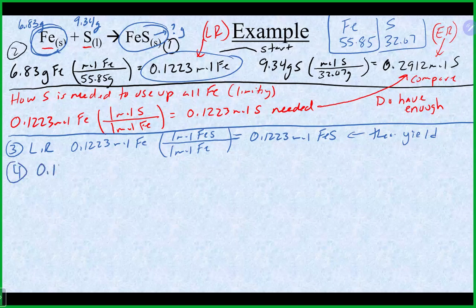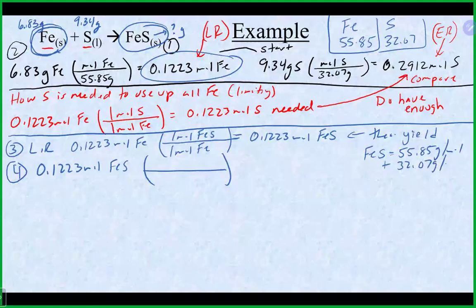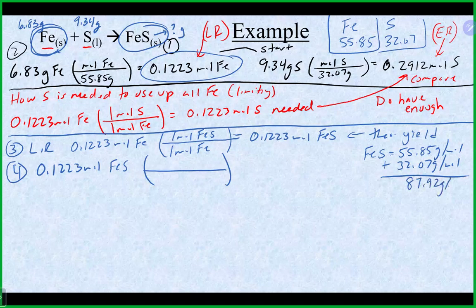So 0.1223 moles of FeS. I do need to calculate the molar mass of FeS, and that's going to be 55.85 plus 32.07 here from the periodic table. That's going to get me 55.85 plus 32.07, going to give us an 87.92 grams per mole, which we'll use over here as a conversion factor, 87.92 grams per mole.